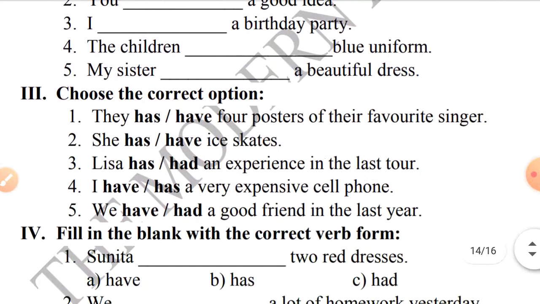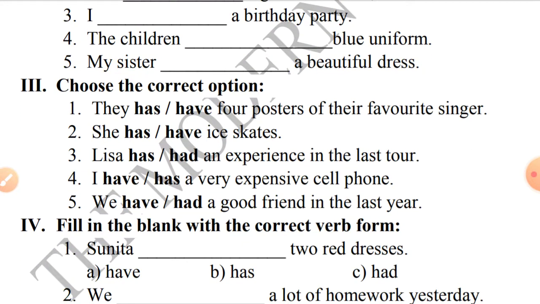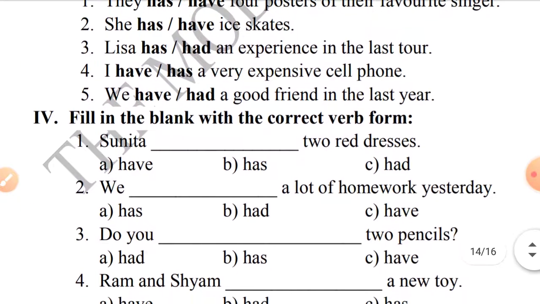Third Roman, choose the correct option. They, what do we have to write, has or have? They dash four posters of their favorite singer. She has or have ice skates. Lisa has or had an experience in the last tour. So last means completed, past tense. I have or has a very expensive cell phone. We have or had a good friend in the last year. So think well and choose your answer. Think well before you pick your answer.